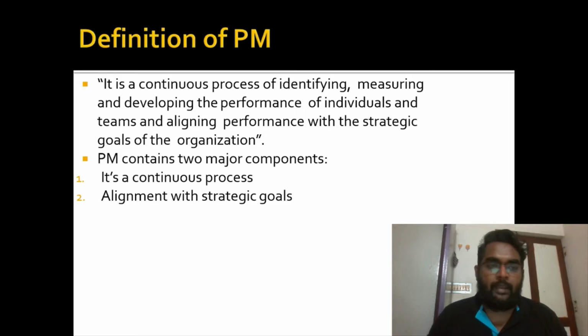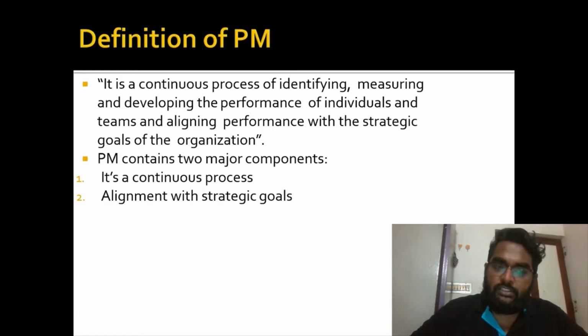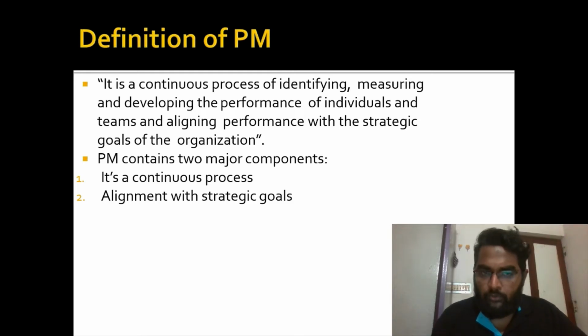Definition of performance management: it is a continuous process of identifying, measuring, and developing the performance of individuals and teams, and aligning performance with the strategic goals of the organization. So basically, performance management is an ongoing or continuous process of identifying, measuring, and developing. So we need to identify, then measure, and then develop the performance of individuals and teams, and align this performance in order to achieve our strategic goals. That process is called performance management.